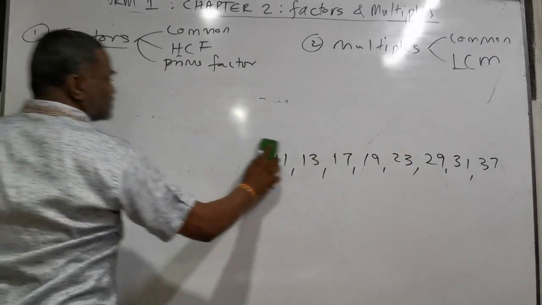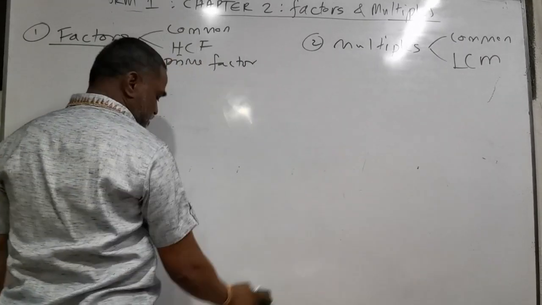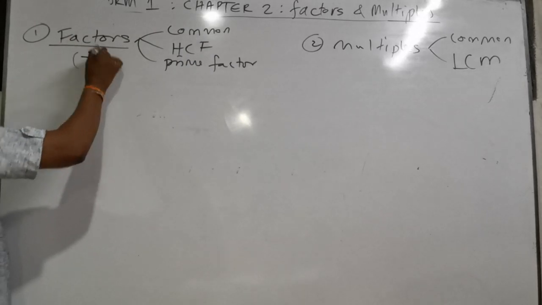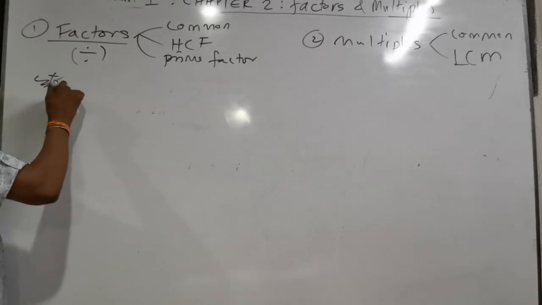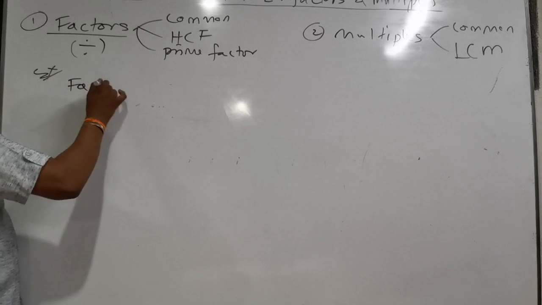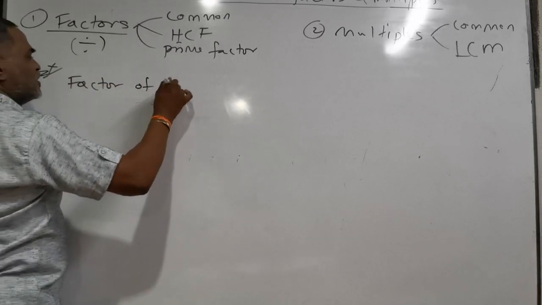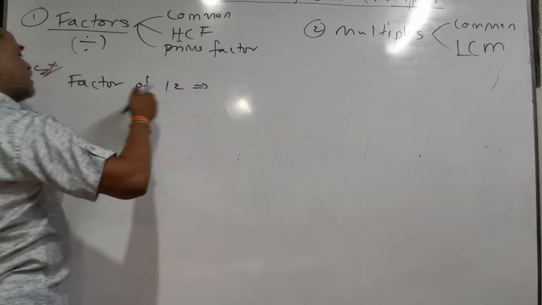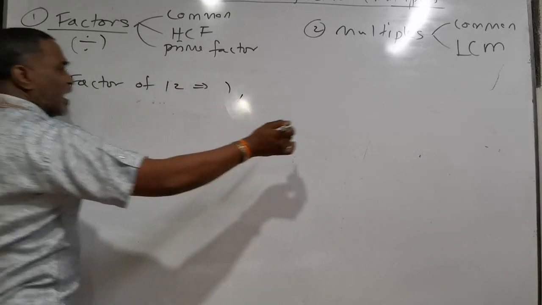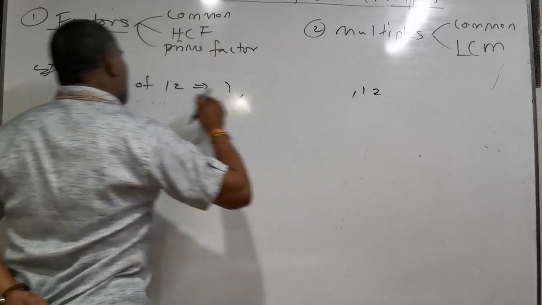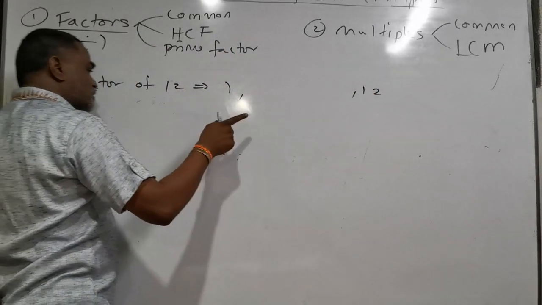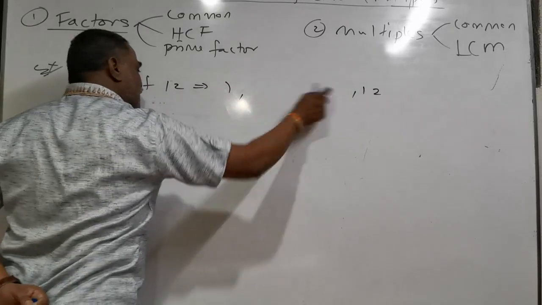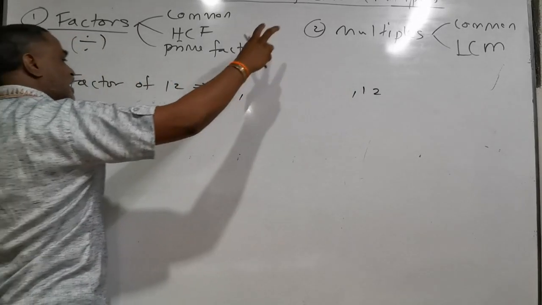Alright, now what is the meaning of factors? We start with factors. Factors mean we can say divide. So I will give you an example now. Whenever we say factors of 12, that means what numbers can divide 12. Any number's factors start with 1 and end with itself, because any number can be divided by itself and 1. So it is always 1 and itself.